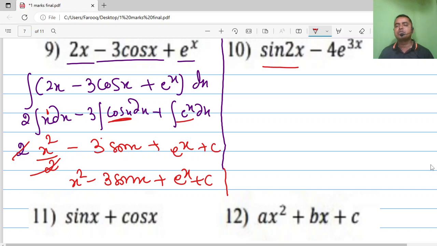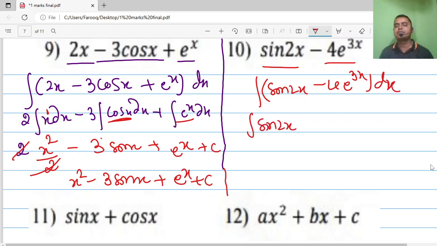Now come to here. Here two terms are there. Separate these two terms. Integration of sin 2x, first write as it is, minus 4 e raised to 3x dx. Now integration of sin 2x dx minus 4, the constant, keep the constant outside, integration of e raised to 3x dx.